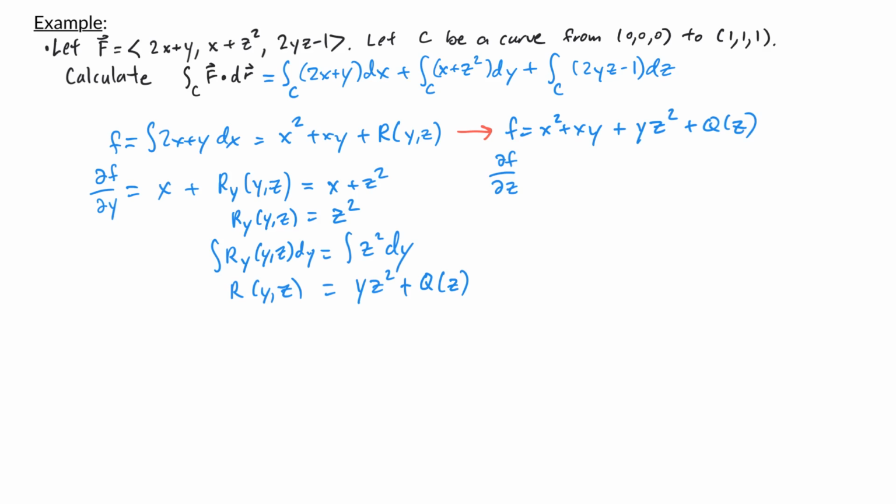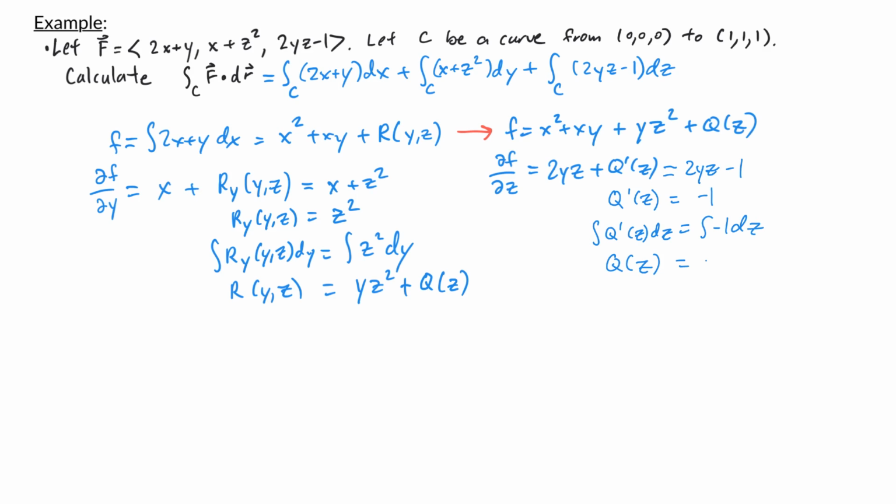Now if I take the partial derivative of f with respect to z, I get 2yz plus q prime of z. I'm going to set this equal to the z component of the vector field to try to find q. So set this equal to 2yz minus 1. Subtract the 2yz from both sides, I get q prime of z equals negative 1. Now integrate both sides with respect to z, and I get that q of z equals negative z plus some constant c.